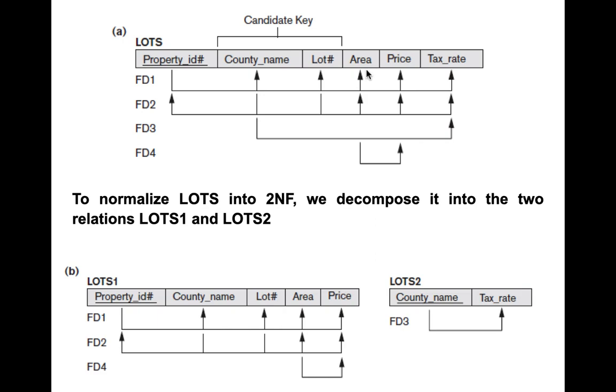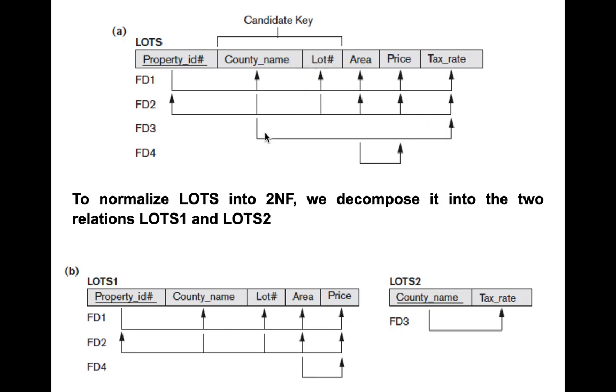The next is area. How much area is for sale, what is the price, the tax rate. Now let's try to understand what the dependencies are. The functional dependencies given is like all the other attributes should depend on property ID because that is the key. Then we have another dependency like county name and lot gives all other attributes, since this is also a candidate key.